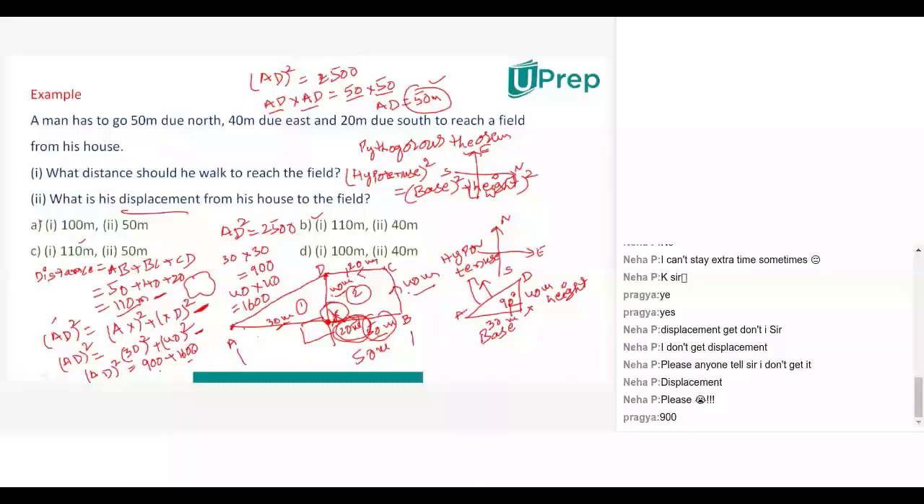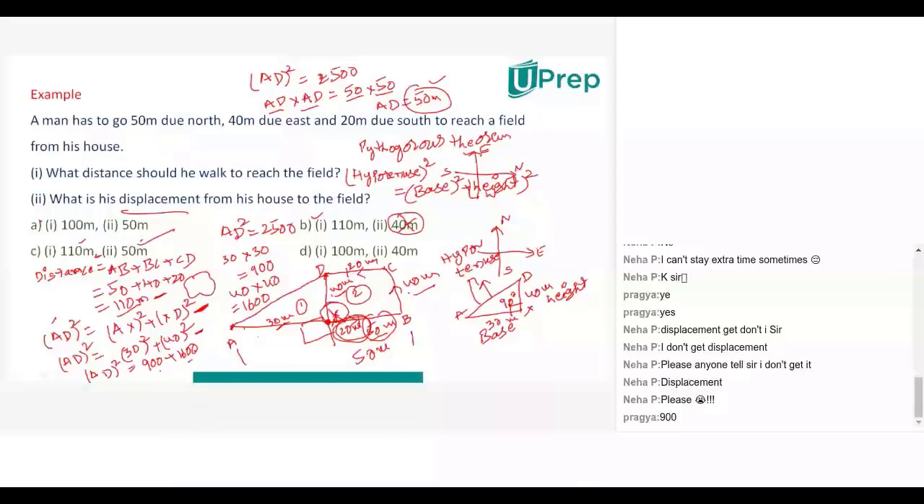So it's option C. Very good. So option C will be the right answer. This option is right. 110 and 50 meter is there. And here 110 is there, but displacement how much is there here? 40 meter, which is wrong. So the displacement is 50 meter.